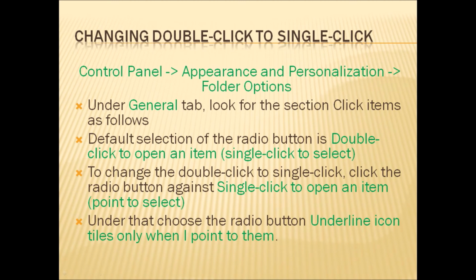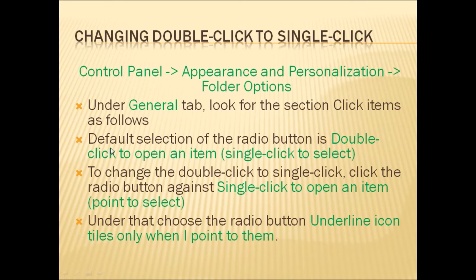Now in the mouse settings we are going to change the double click to single click. For that, first we should go to Control Panel and then Appearance and Personalization and then click on the option Folder Options. Under the General tab, look for the section, click items as follows. Under the General tab you have to do the steps that are specified here.